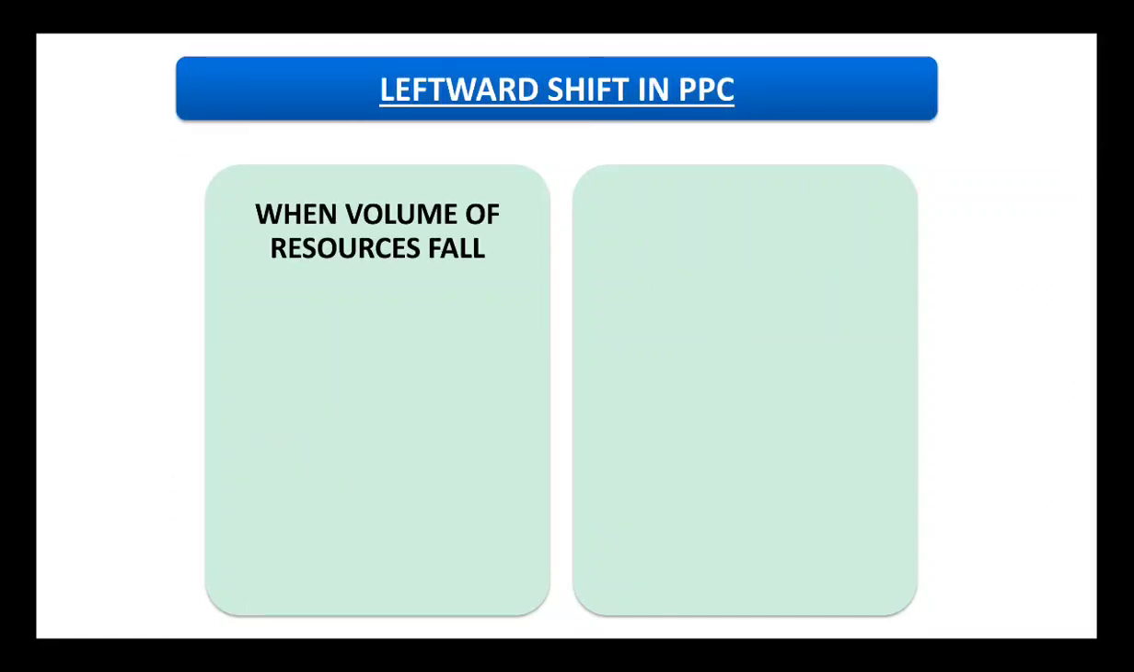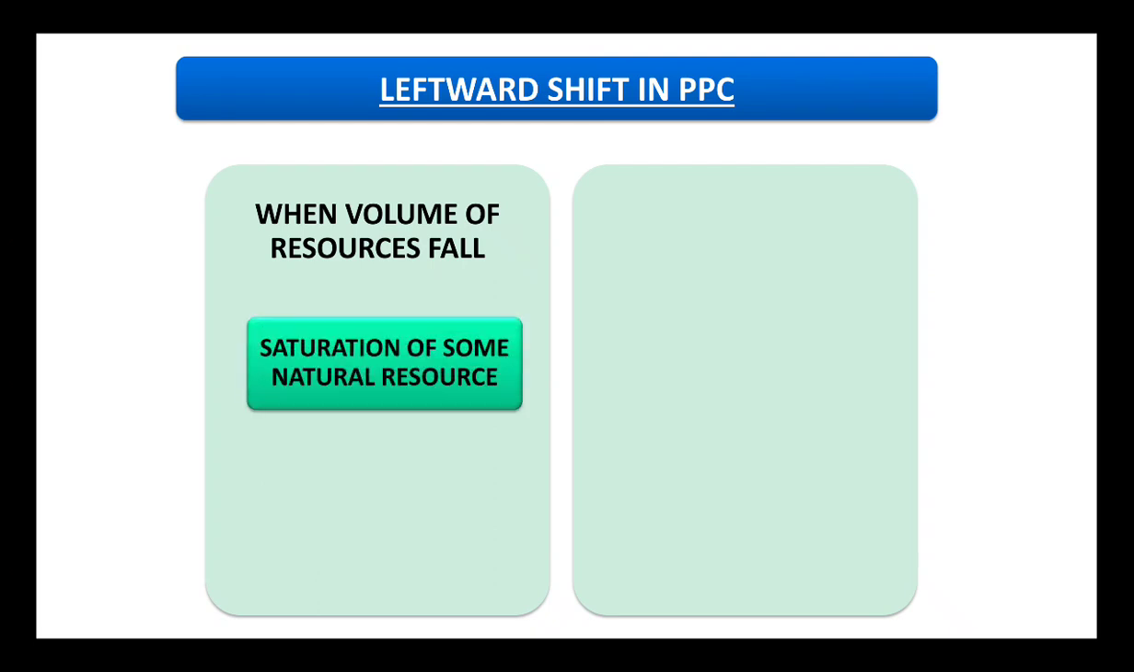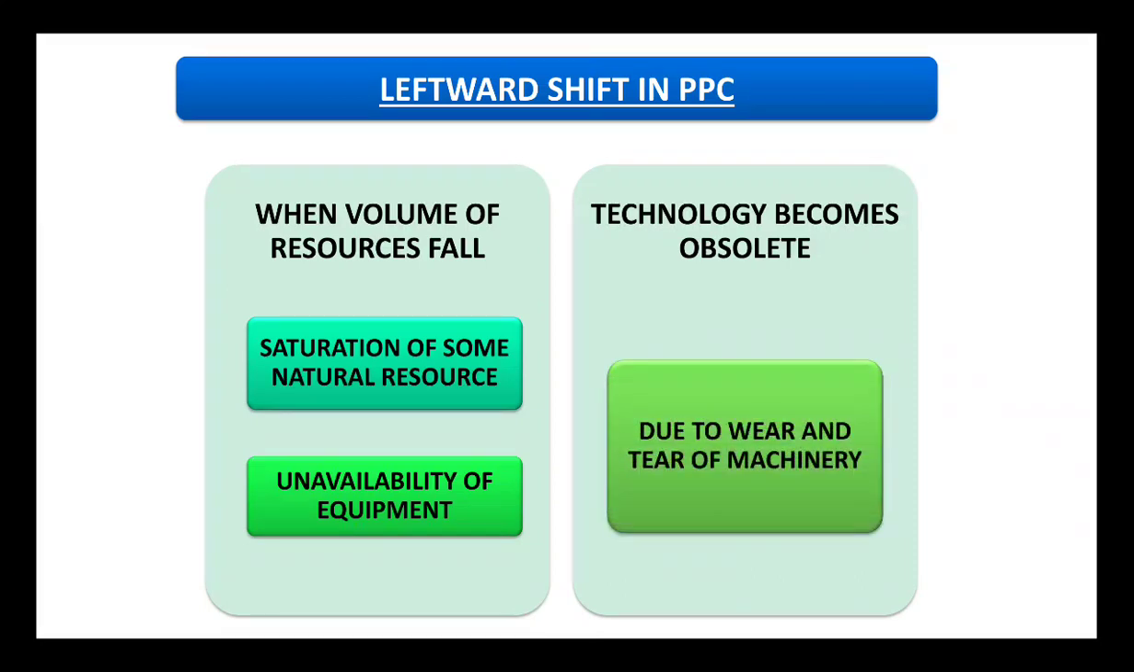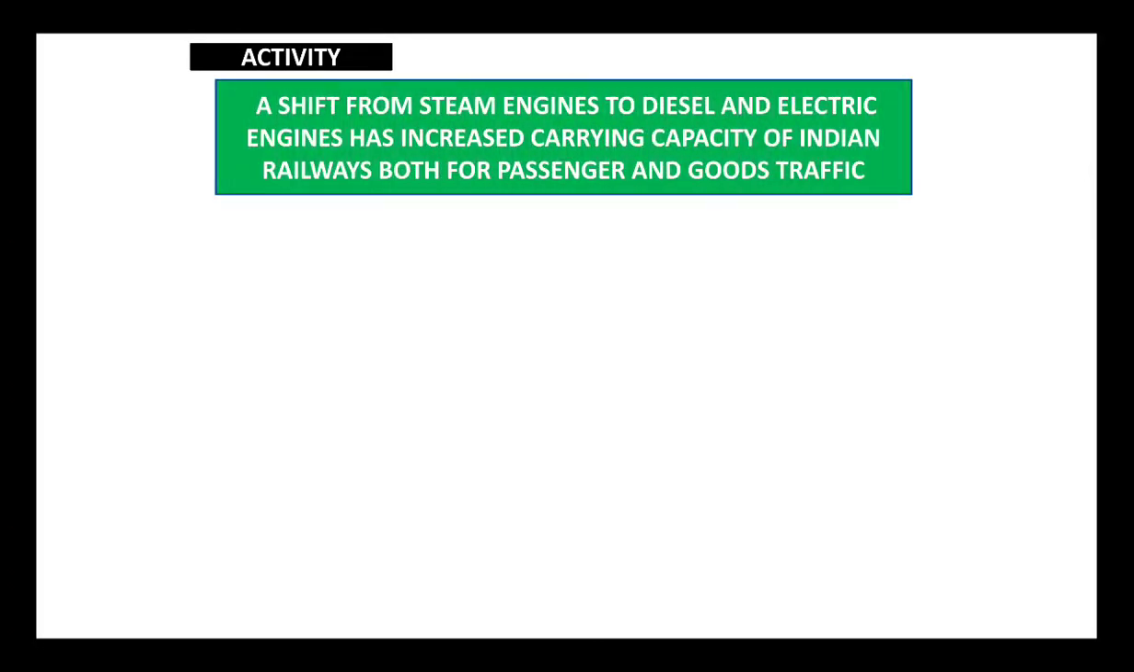And of course the leftward shift is just the opposite, whenever your resources are decreasing, which means some non-renewable resources are no more there, or it's taking a longer gestation period for such a resource to become available, or some equipment is no more there, the production has stopped, or any technology has become obsolete. Now new updations are coming up, AI is coming up, so the previous technology is no longer working as compared to the current scenario. So if any of these situations happen, your PPC will be shifting towards the left. Clear?